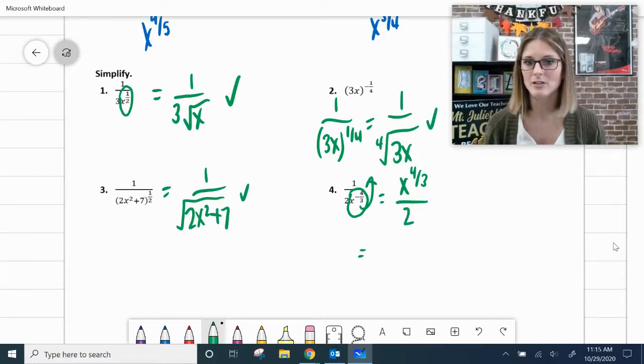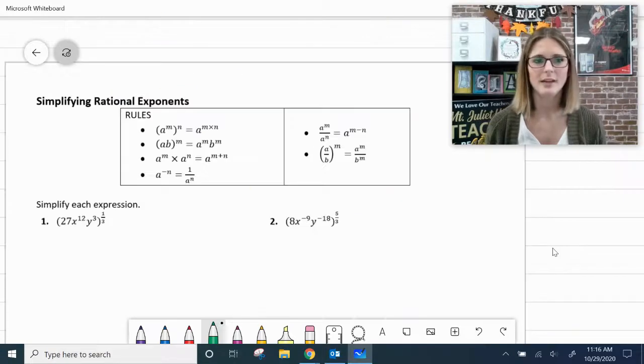And now I have a rational exponent. Let's change it. The denominator's 3. That's going to be my index. A cube root of x to the 4th over 2 is my final answer. All right, next page, simplifying rational exponent.